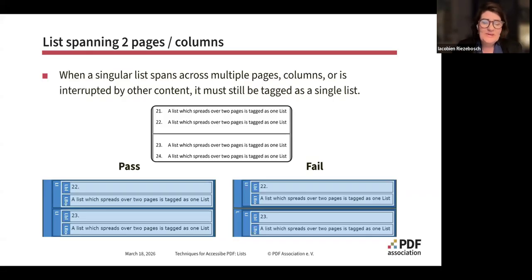That's a pass, and it's a fail when it's divided into 2 lists. And some software does that, or you can correct it, but you can see if it's tagged as one list, it's a pass. If it's tagged as 2 lists for the different pages, it's a fail.